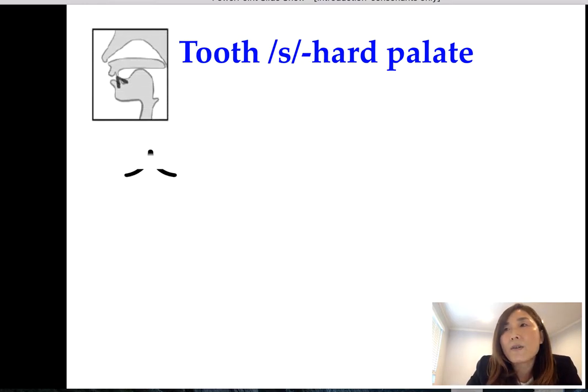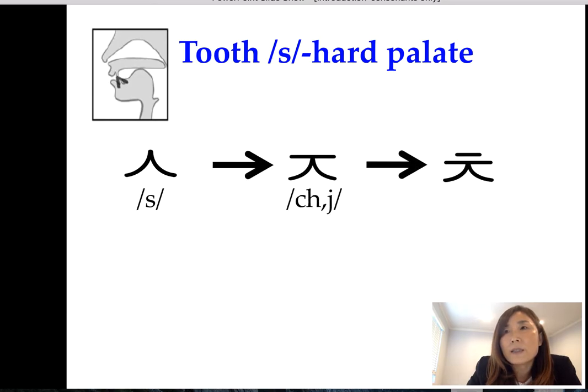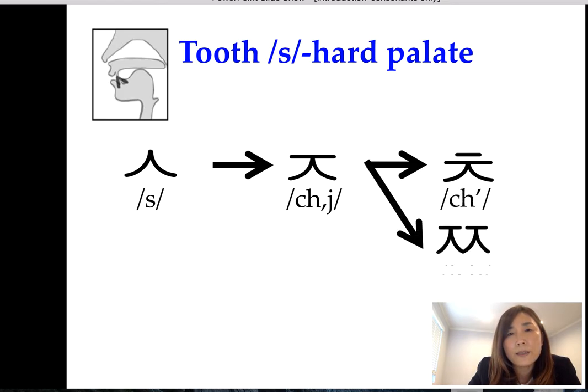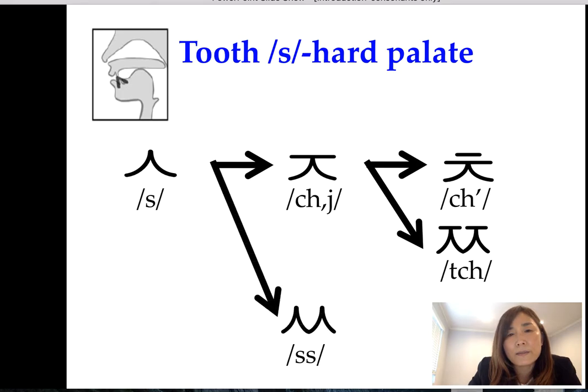The following hissing sounds are the ones produced in the tooth and hard palate area. The basic sound is the su sound, and if you add one more stroke on top of the su sound, it becomes the z sound. If you double the su sound, it becomes the tense sound. Let's go over the sounds one by one.